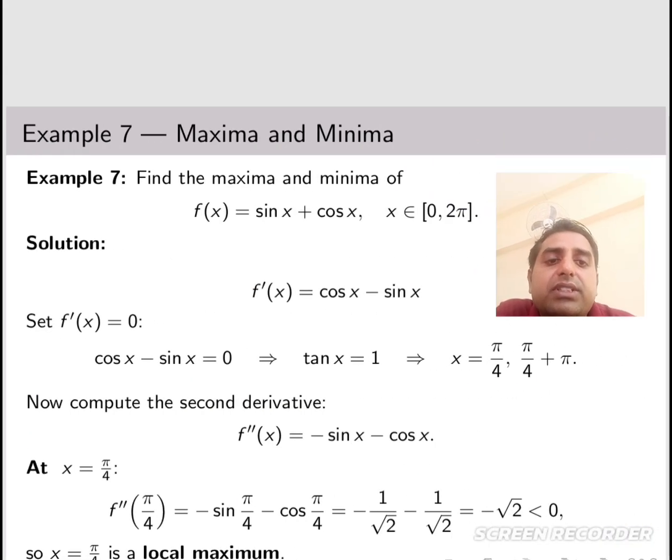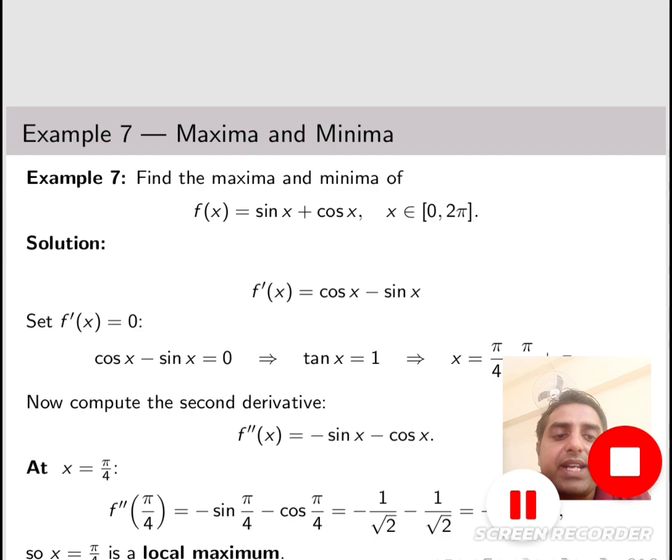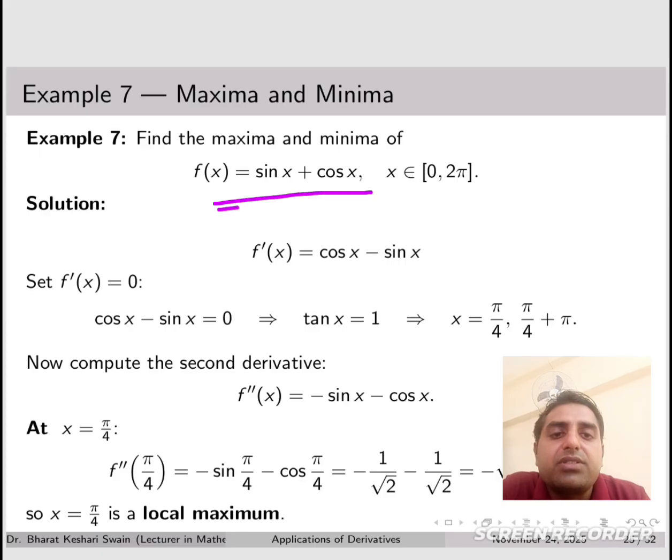So come to the example. Find the maxima and minima of this function. So what is the function? f(x) equal to sin x plus x sin x plus cos x, and the interval is 0 to 2 pi. So in this interval we have to check.